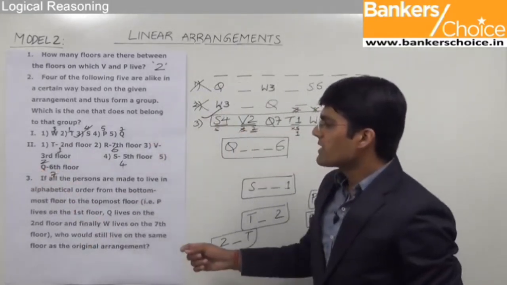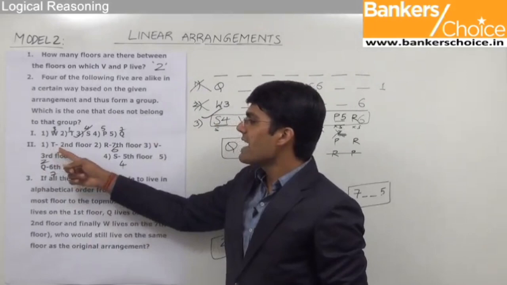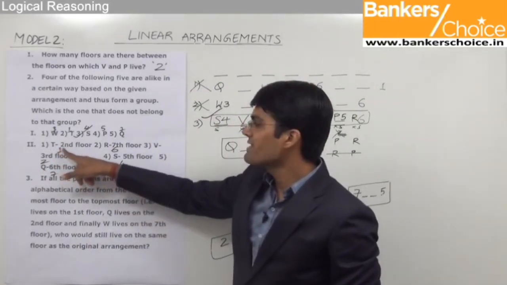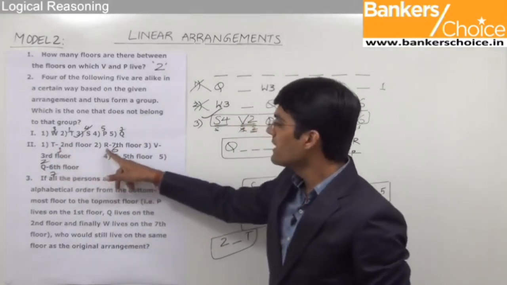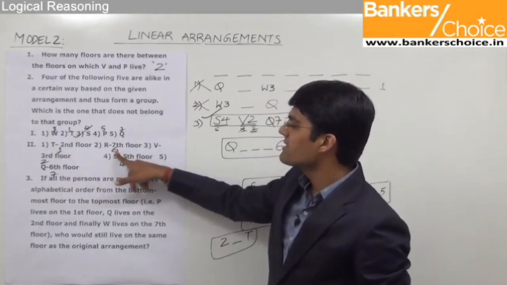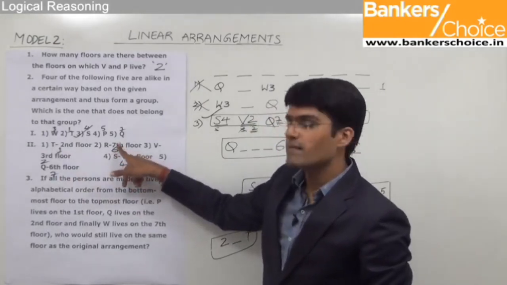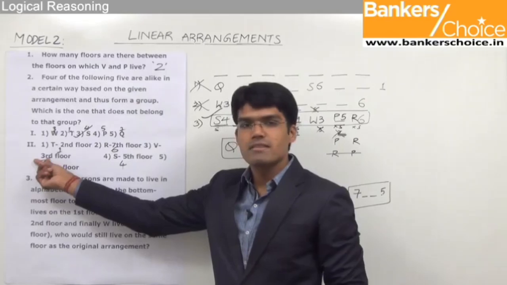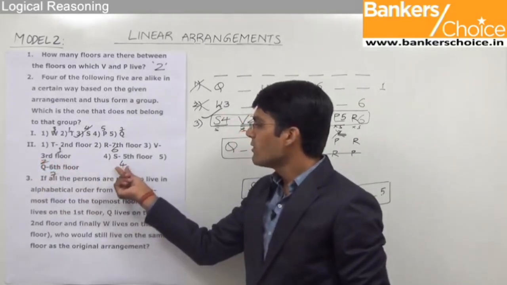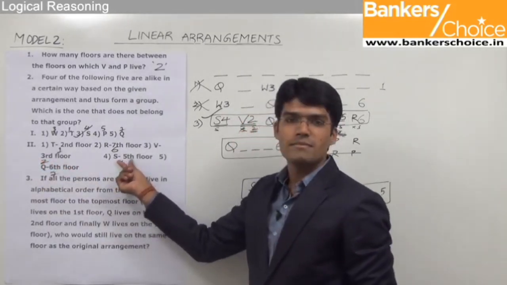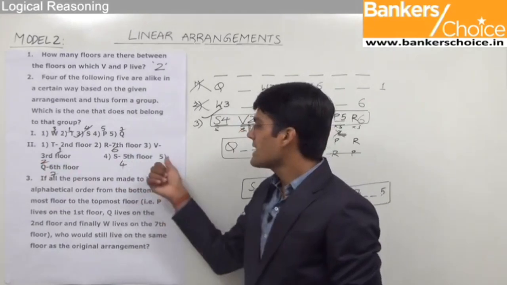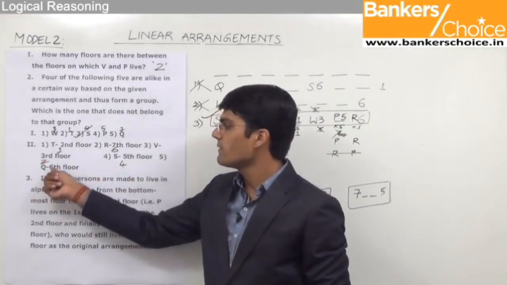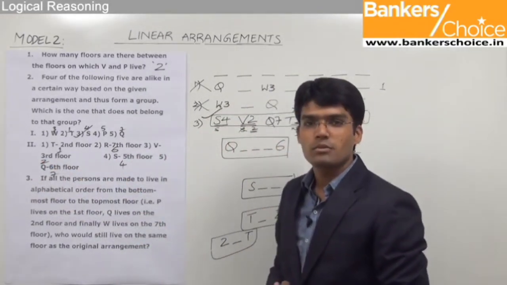So if you try to observe, the person T is actually on 1st floor, but the option says 2nd floor. Similarly, R, who actually stays on 6th floor, has been given as 7th floor. V, who stays on 2nd floor, is given as staying on 3rd floor. S, who stays on 4th floor, here has been mentioned 5th floor. And the last person Q, who actually stays on 7th floor, has been given as 6th floor.